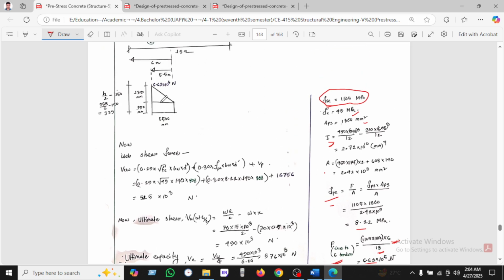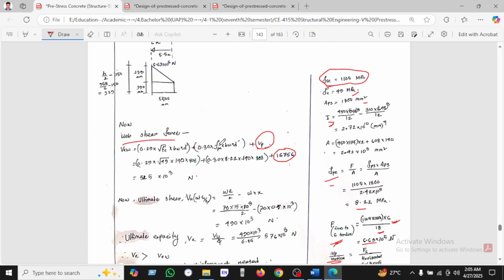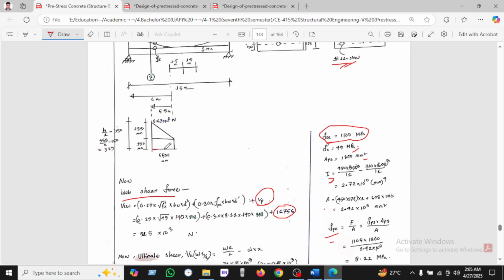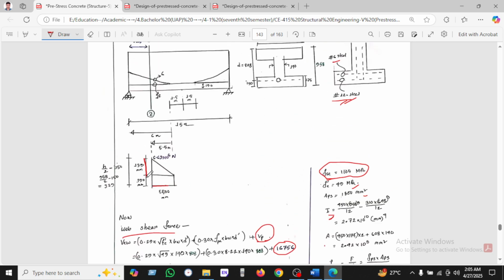Now we'll calculate the VP. Now we'll calculate the web shear force. It is vitally important to calculate the prestressing shear. It is a comparison: VP divided by vertical, F6 divided by horizontal. So VP is unknown, and vertical is 139. So you can see this is the 139.